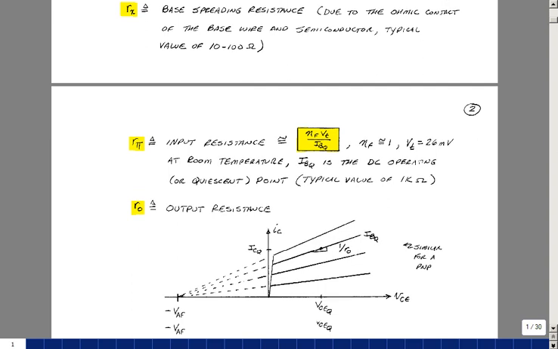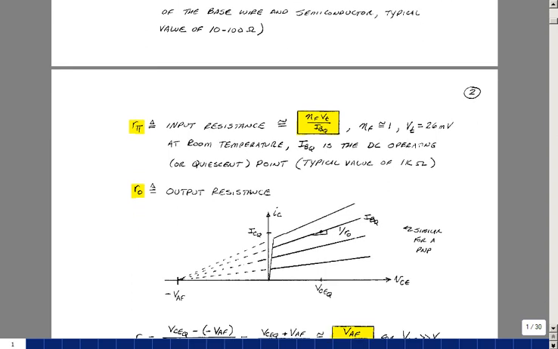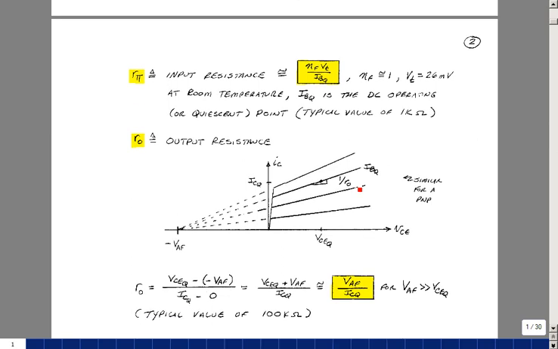Now in the model on the previous page we had seen there was a resistance in parallel with the current source, and that resistance is coming from the fact that the VI characteristics of the collector current versus the collector emitter voltage have a slope associated with them. The reciprocal of that slope is that output resistance.